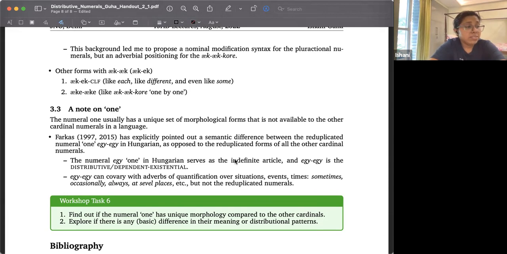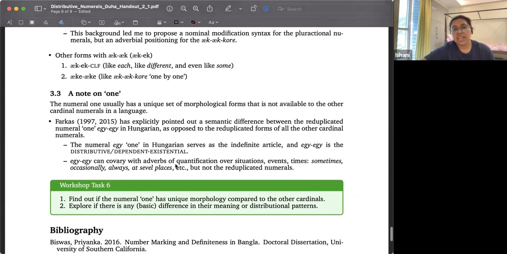So it has distribution or meaning like each. It does have meaning like English different. So different people read different books. So Akak Jon, Akak Ta boi porlo. And it's also used like the indefinite, so some. So it has a varied meaning, and you could work on this. This is a very interesting thing to look at. And there's of course Ake, which is like Akak Kore, one by one again. And you do not see this kind of thing with any other numeral.